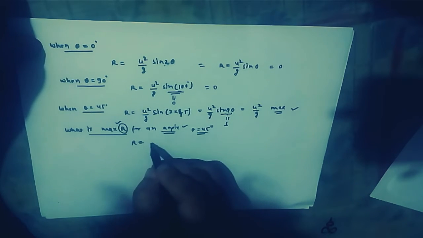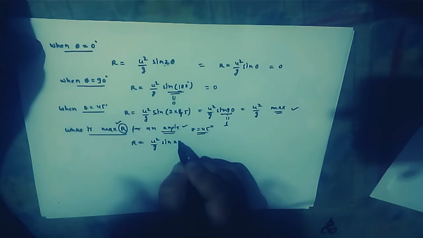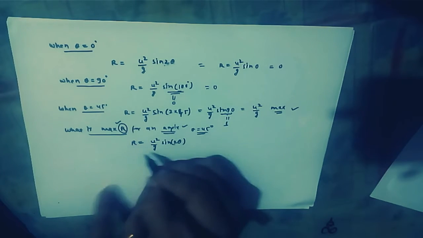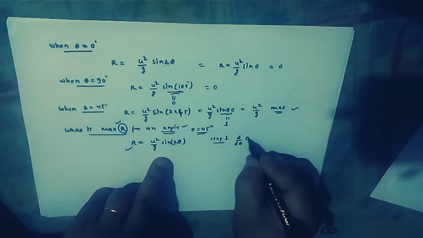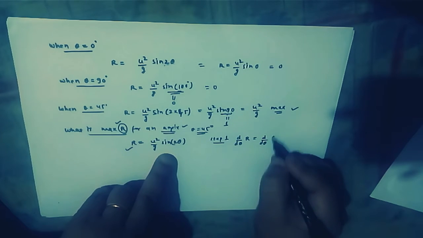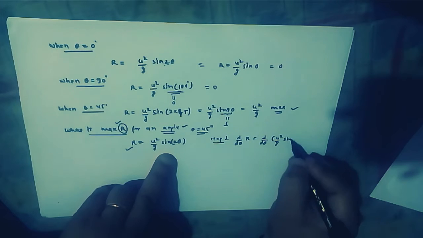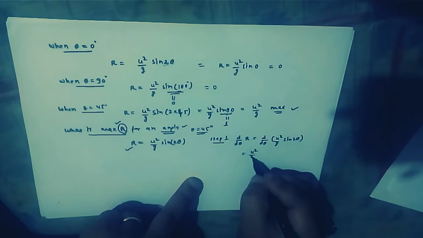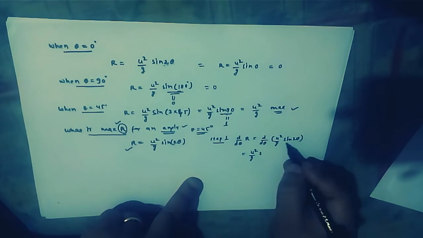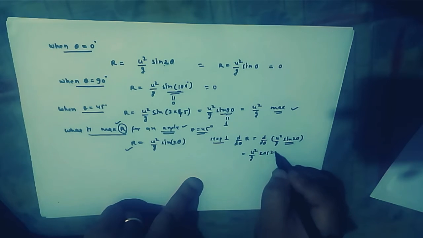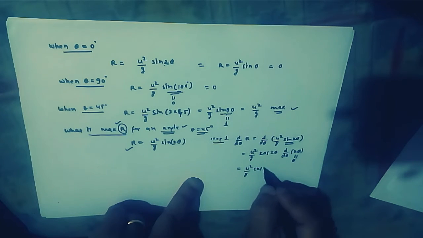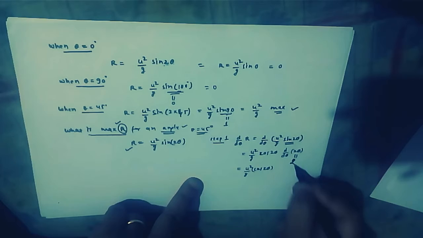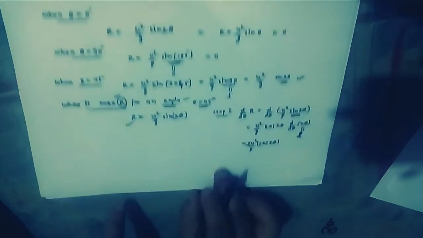So R, you know, is u squared upon g into sin 2 theta. For that you have to differentiate R. That is method 1. In step 1, you differentiate R with respect to theta, so d by d theta of u squared by g into sin 2 theta. That would be u squared upon g, and then differentiating sin 2 theta gives cos 2 theta, and then by the chain rule you differentiate 2 theta, which gives 2. So that is 2u squared upon g cos 2 theta.